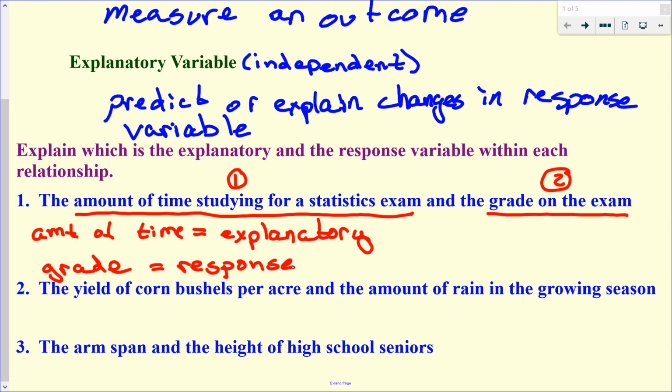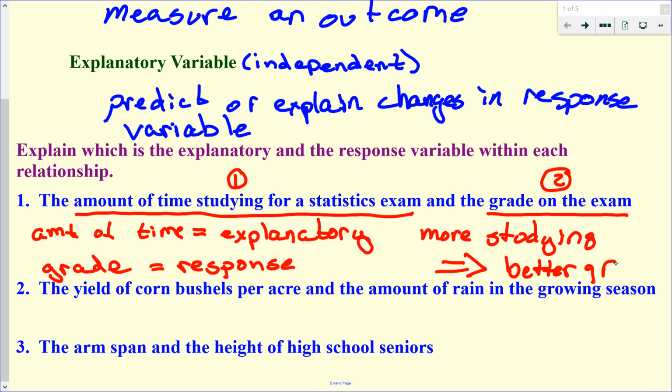And we often will talk about that. I know you've probably had teachers that have talked about, how long did you study for the exam? How did you perform on it? So one leads, in this case, more studying, generally leads to a better grade. So studying is helping to predict the grade.